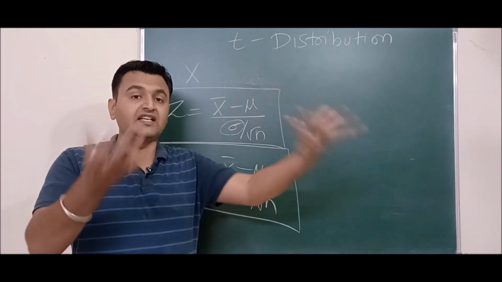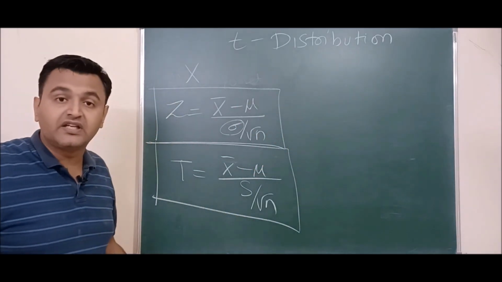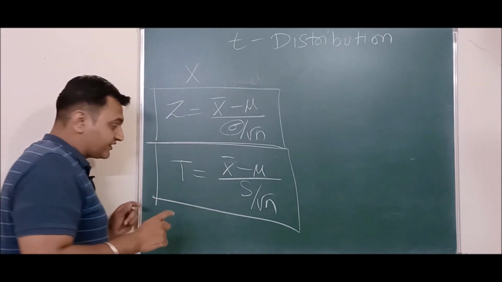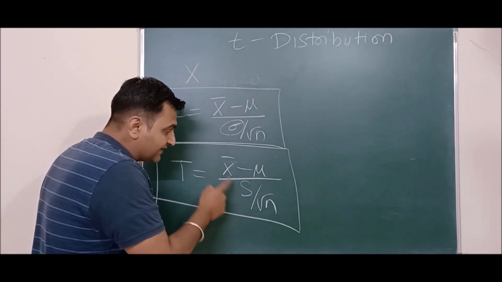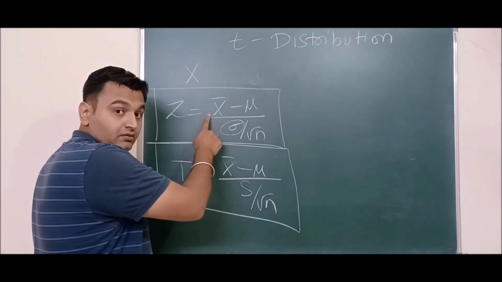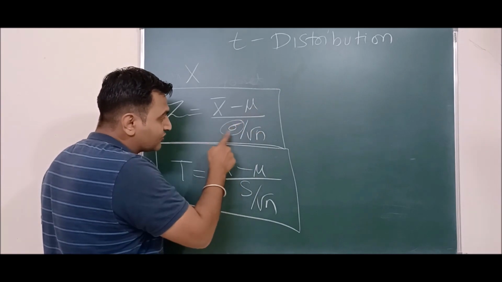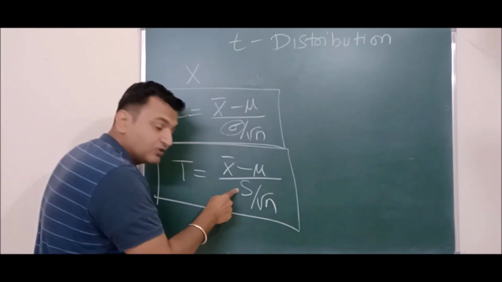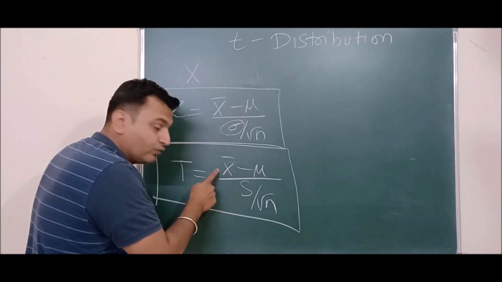So how can you define it in general? If I want to have any random variable, here you have two random variables. One observation: t here depends on two random variables, x bar and s. Z depends only on one random variable, x bar, because this is constant, this is constant, this is constant. But if you keep on changing the samples, this will keep on changing. So here there are two variables.